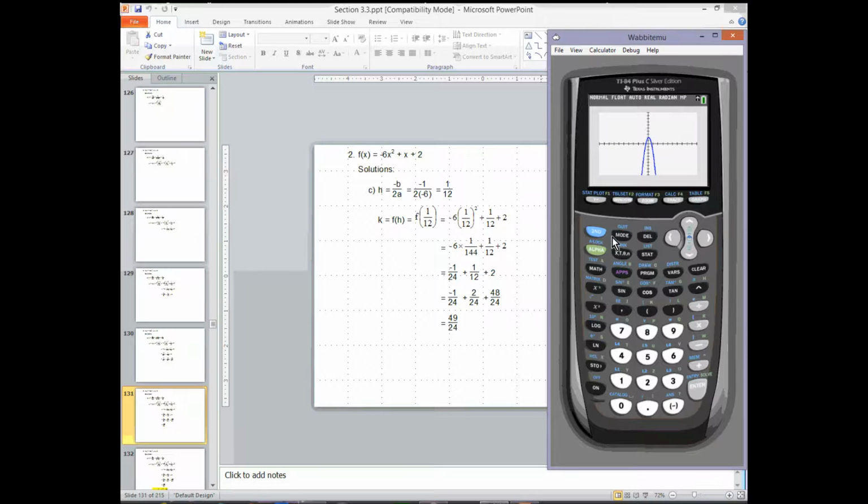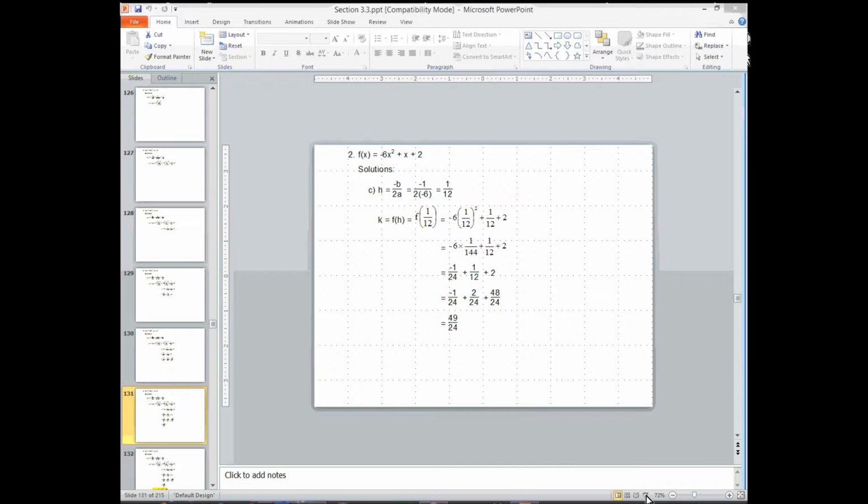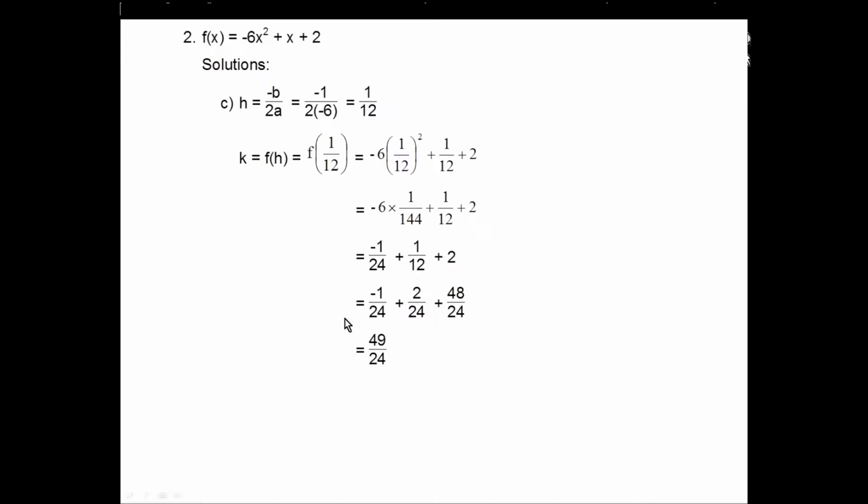Okay. So let me quit all that. So I've got my h, I've got my k. I can now put it in standard form. Remember, the a is the same a that's up here, negative 6. So my f of x is going to be negative 6 times (x minus 1/12) squared plus 49 over 24.